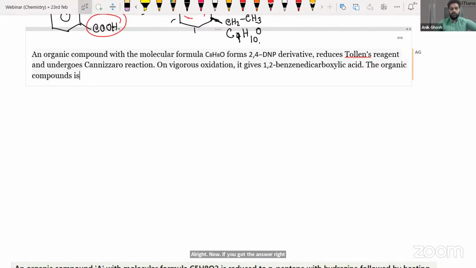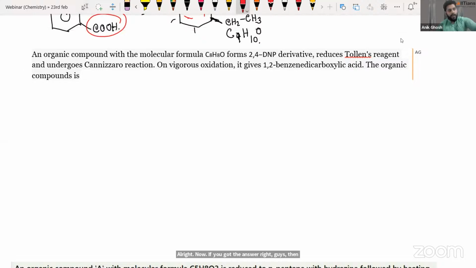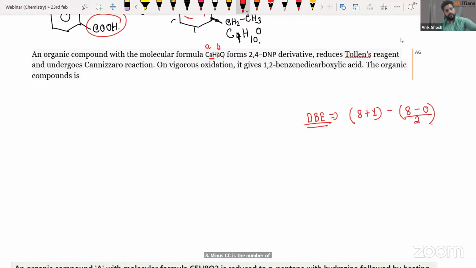Okay. Let's figure this question out now. So an organic compound with the molecular formula C8H8. What did I tell you? First, you find out the double bond equivalence, or degree of unsaturation. So what would that be, guys? A plus 1. The number of carbons you call as A. This is B. Okay. A plus 1 minus B by 2 minus C by 2. C is the number of nitrogen, correct? Which is 0 by 2. So that is coming as 9 minus 4.